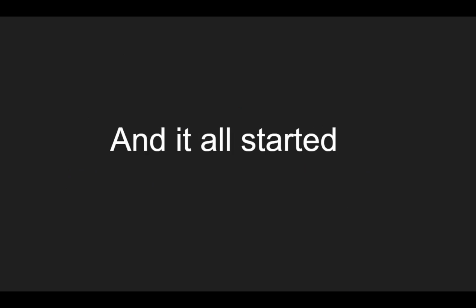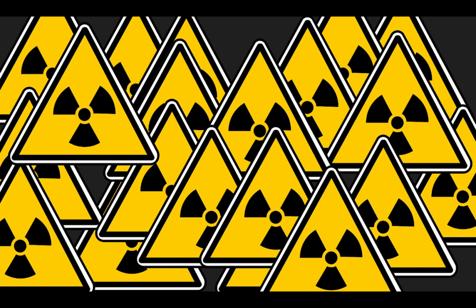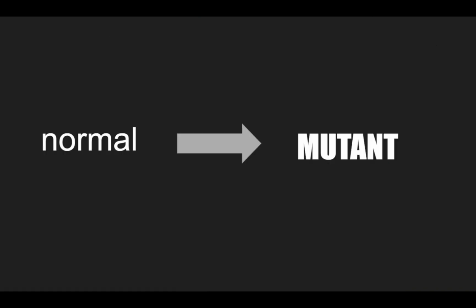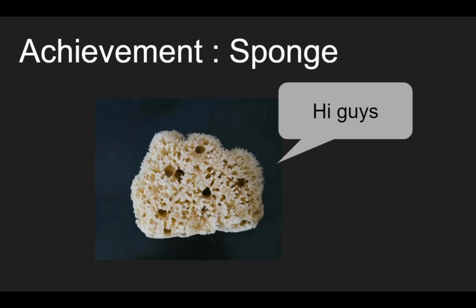And it all started with a piece of uranium. Or more like a huge deposit of them. You see, uranium's radiation actually created new materials, just like how it causes mutations in life today. And as these new materials combined with each other, they eventually created a basic form of life. And 3,560,000,000 years later, these organisms evolved into more complex forms of life, which included sponges. Yeah, that's it. But that's not the end.